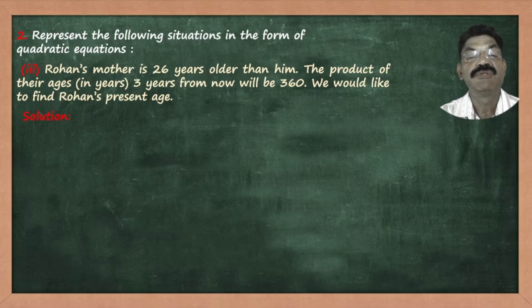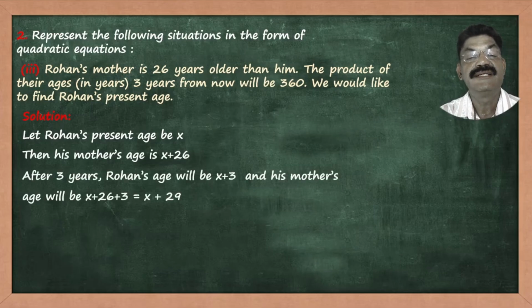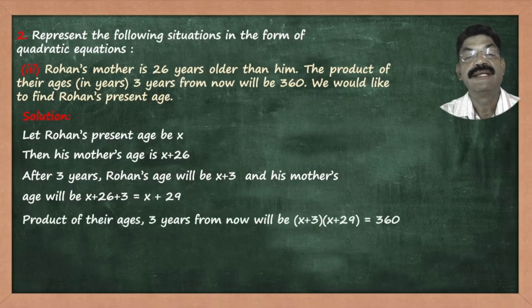So we take Rohan's present age as x. Then his mother's age will be x plus 26 because we are given her age is 26 more than Rohan's age. After 3 years, their ages will be x plus 3 and x plus 26 plus 3, which is equal to x plus 29. Now we are given x plus 3 into x plus 29 equal to 360 because after 3 years, the product of their ages will be 360. Therefore, x plus 3 into x plus 29 is equal to 360.